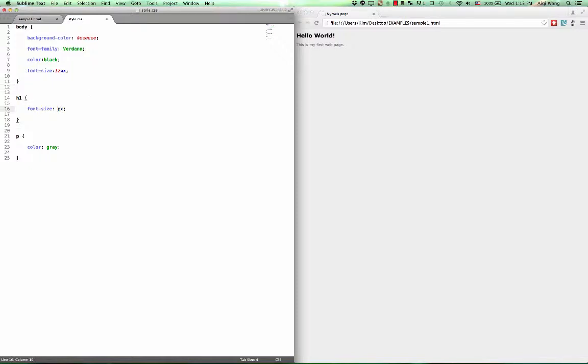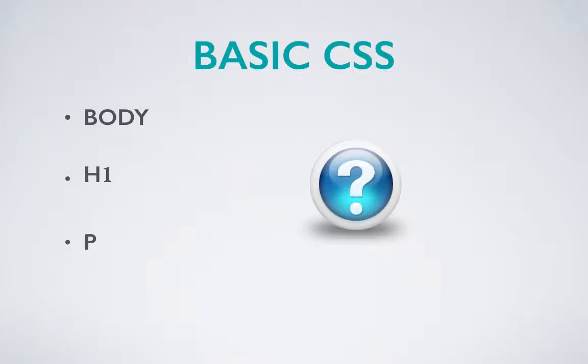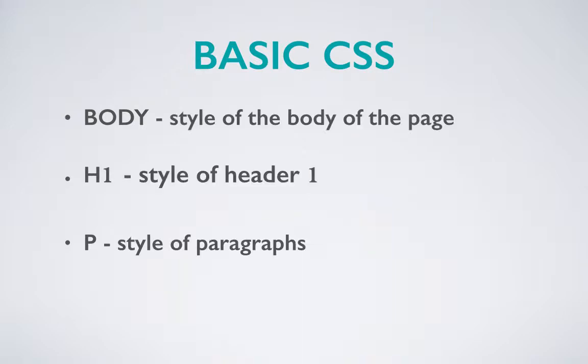The next step in learning about CSS is gaining some general knowledge about tags. I asked you at the beginning of the lesson what you thought different tags meant. Here are the answers. These are just a few basic tags we're going to work with to give you the ability to customize your pages with ease later in the course. The body tag affects the style of the whole page. The H1 tag affects the style of header 1. The P tag affects the style of the paragraphs on the page.